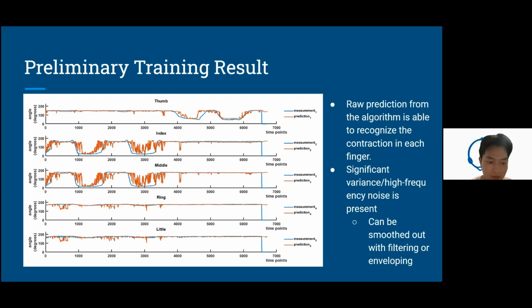As you can see, the raw predictions are able to roughly track the ground truth, which means that the algorithm is able to identify the contraction in each finger. However, there is significant high-frequency noise. In order to remove the noise, we decided to employ extra processing to the output data. More specifically, we tried frequency filtering and capturing the envelope of the waveform.